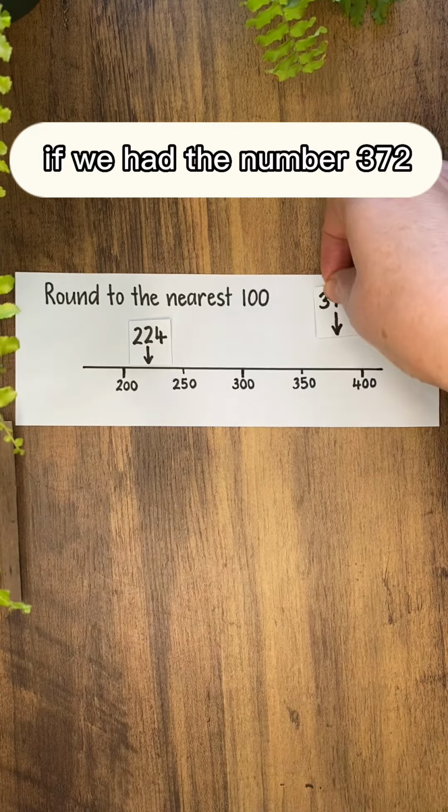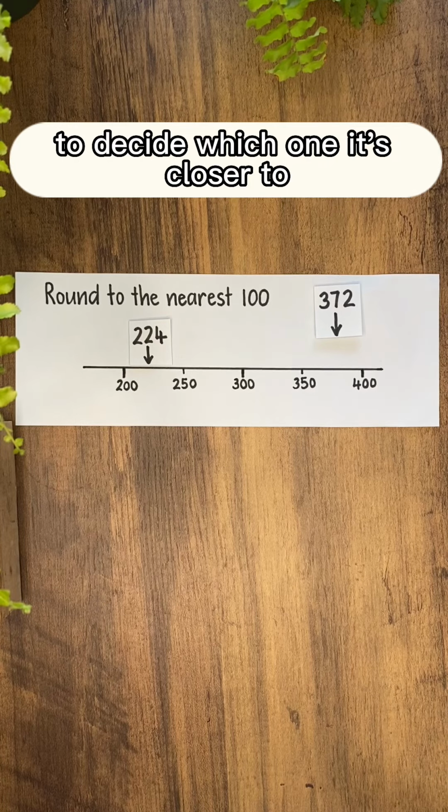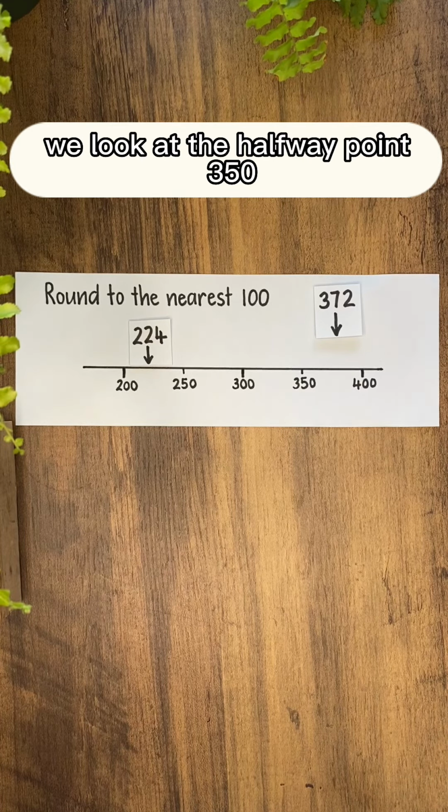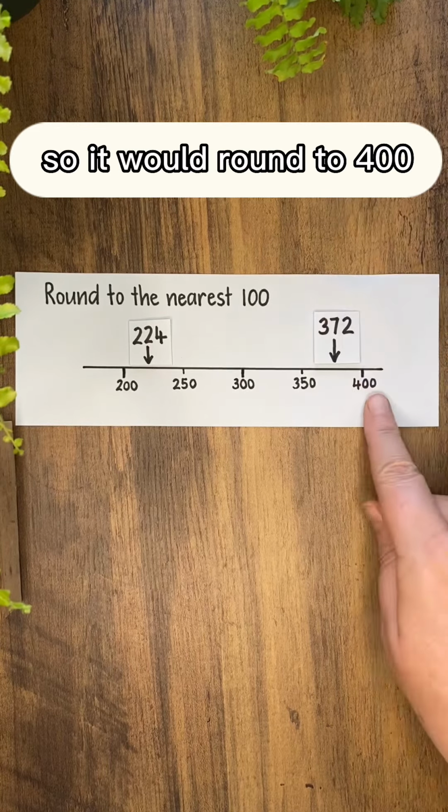If we had the number 372, then this is between 300 and 400. To decide which one it's closer to, we look at the halfway point, 350. 72 is bigger than that, so it would round to 400.